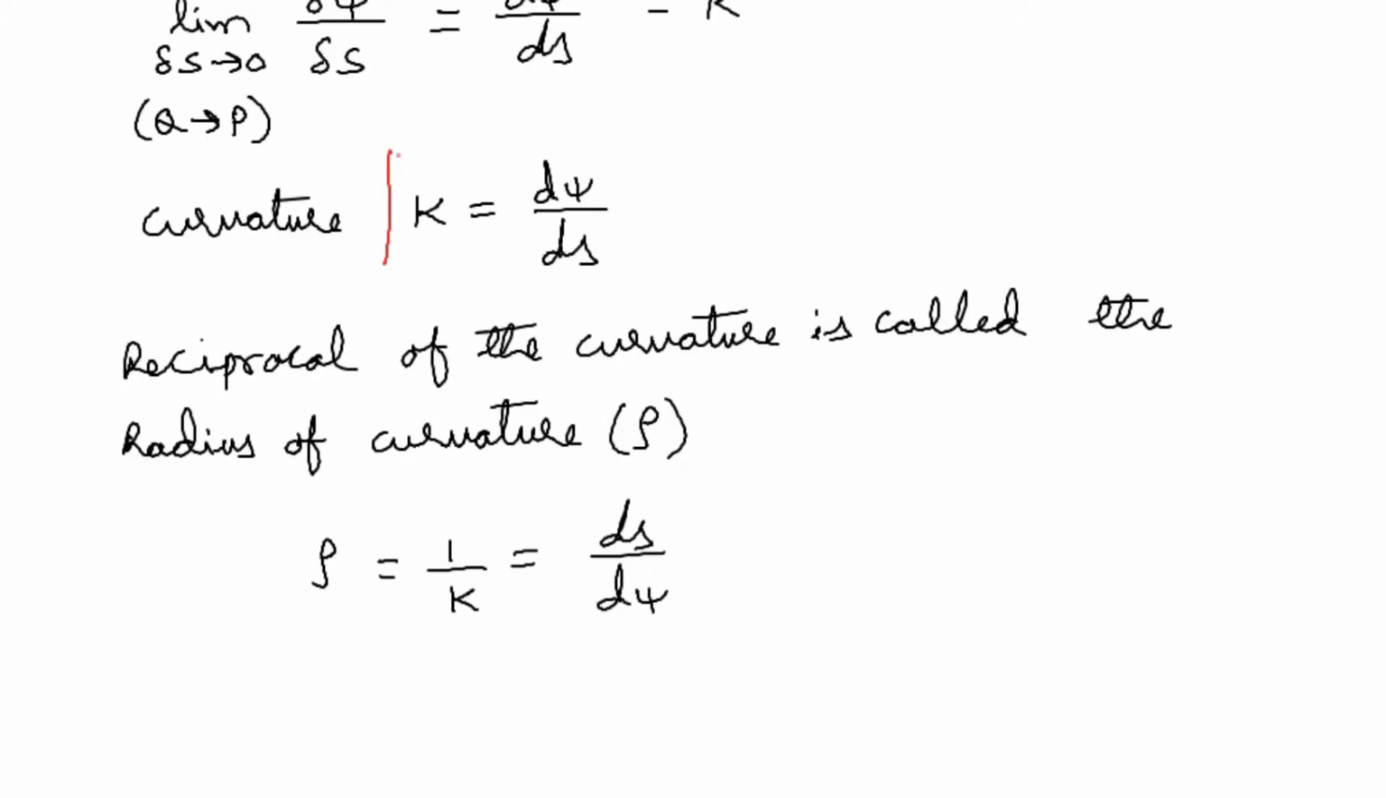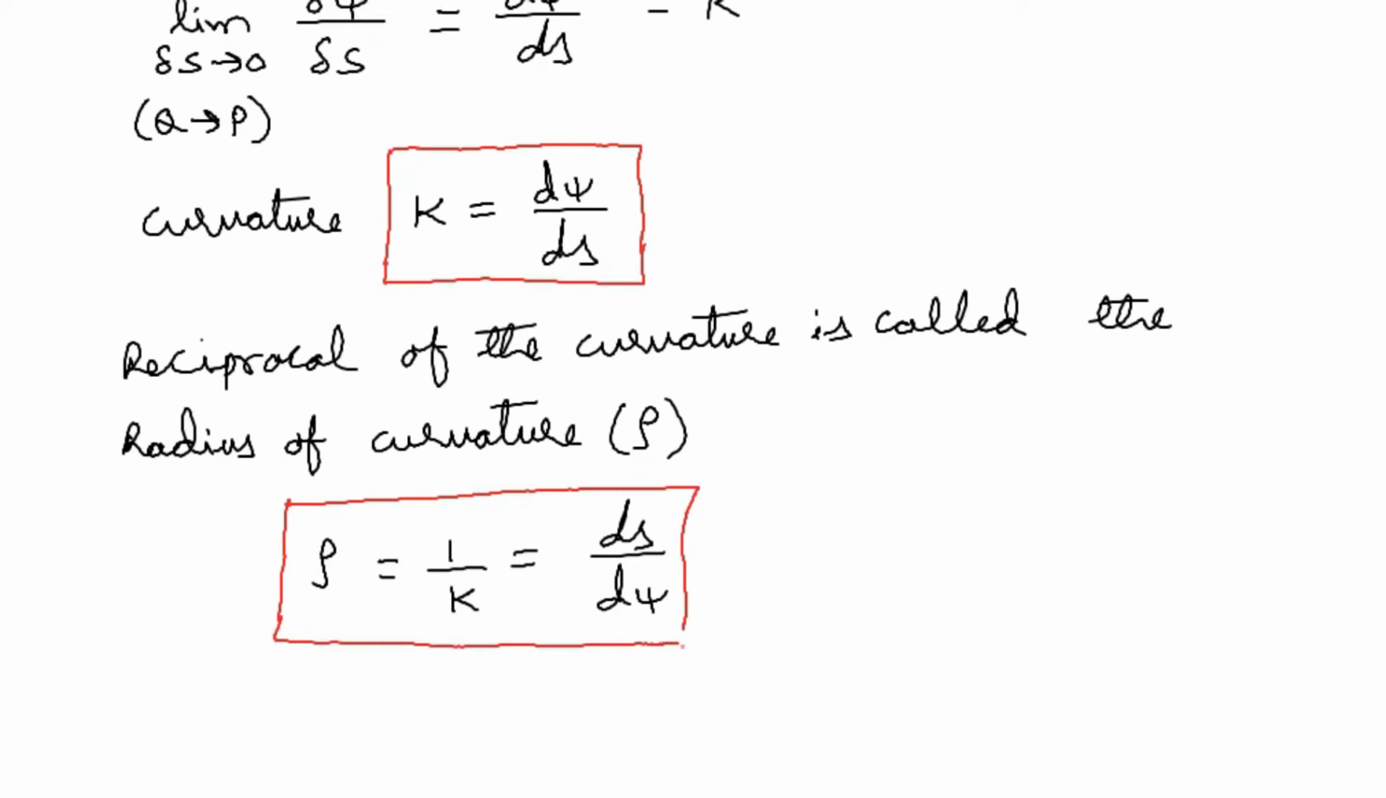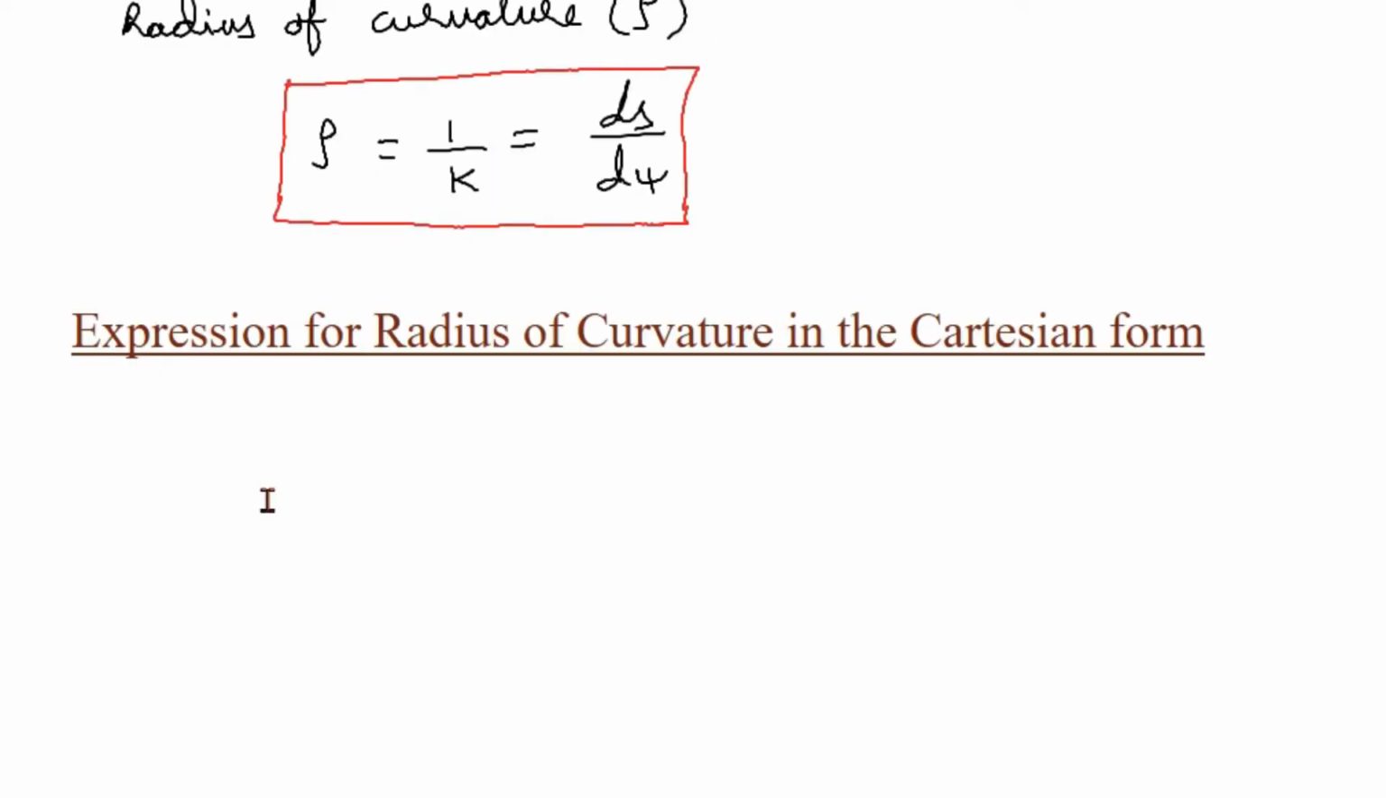Hence we got the basic mathematical definition for the curvature, which is k = dψ/ds, and the mathematical definition for the radius of curvature, which is the reciprocal of the curvature and represented by ds/dψ. Now let us try to see the expression for radius of curvature in the Cartesian form.